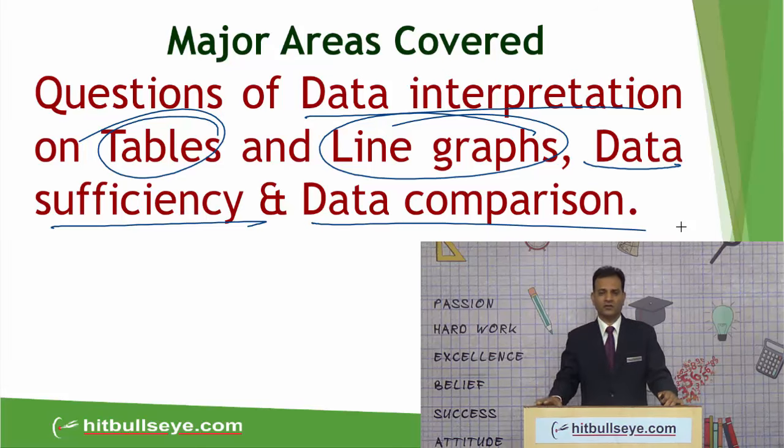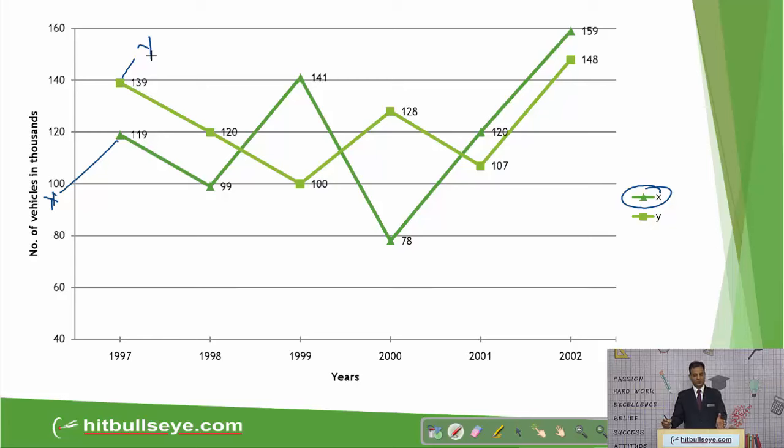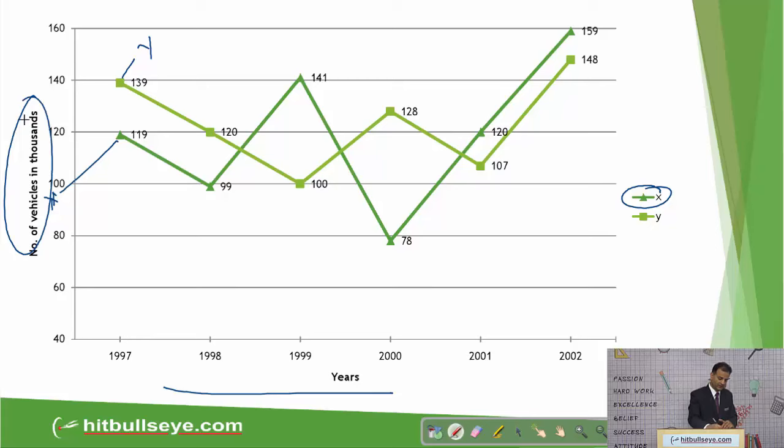It is the number of vehicles manufactured by two companies over the years. This is company X and this is company Y. You can see, students, on the X axis it is given years, on the Y axis it is number of vehicles in thousands. You have to take care of units. Units are number of vehicles in thousands. Now let's see the first question.